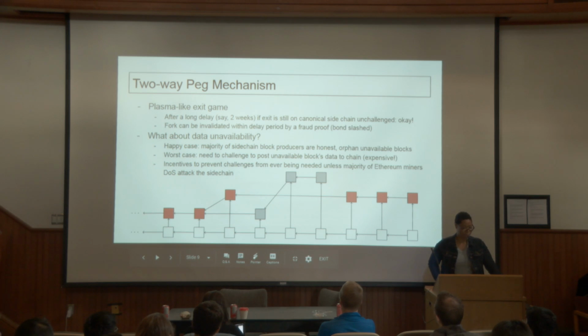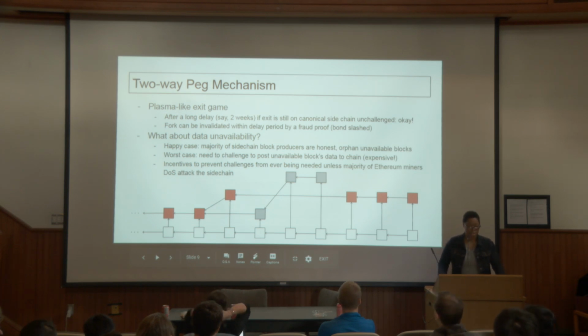Say after a long period of time, nobody challenges a payment, then we can say it's been confirmed. And there's a smart contract deployed, and in order to make this work, a bond needs to be deposited. So if it does get challenged, a bond can be slashed.